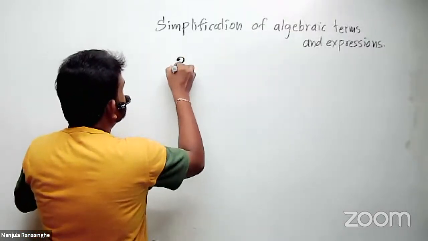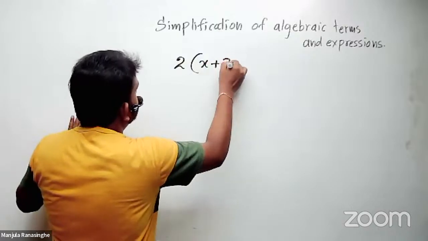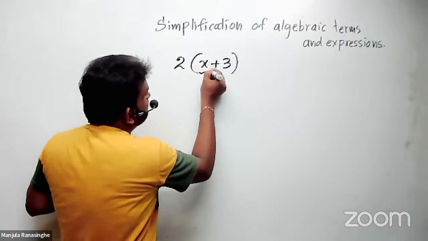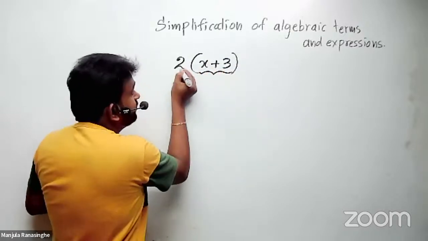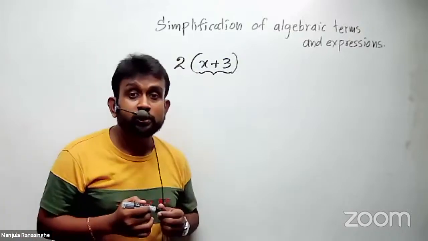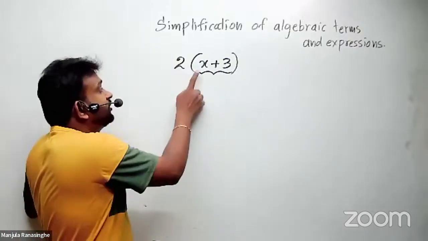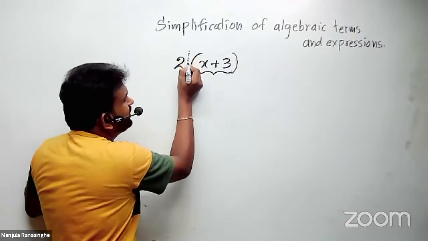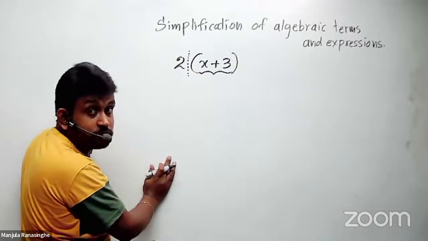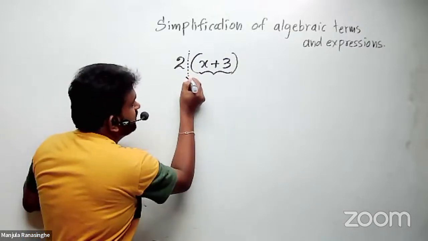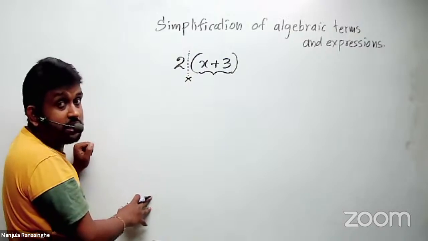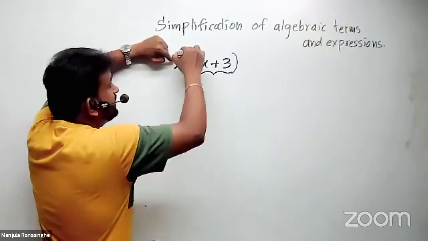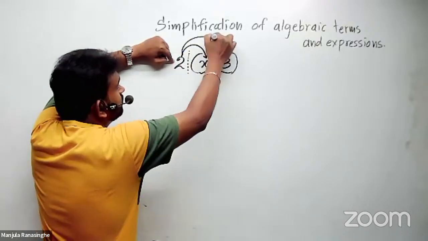Imagine 2 into (x plus 3). So what does this appear to you? x plus 3 is the term inside the bracket, and outside the bracket we have the number 2. In maths, the value in front of the bracket is there. So what is the operation between this 2 and (x plus 3)? That is multiplication. So now you need to multiply all the terms inside by 2, because the bracket is there.